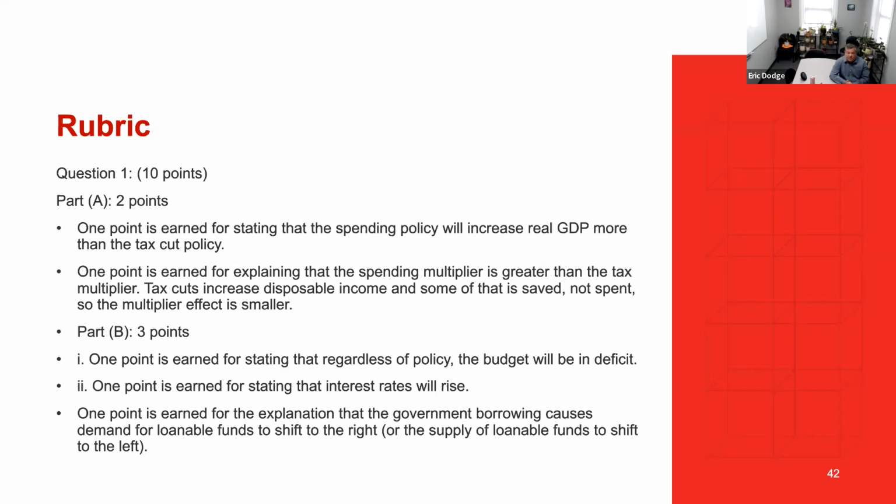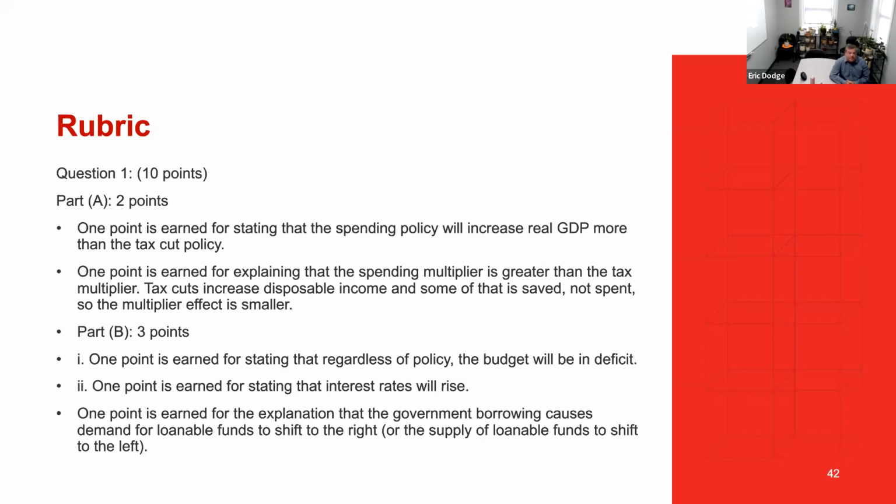You might explain that the spending multiplier is greater than the tax multiplier in macro. Tax cuts are great. They increase disposable income, but consumers sometimes or often save a portion of that disposable income. And when they save it, they don't spend it, which means that the multiplier effect is smaller. So the best choice would be the spending policy.